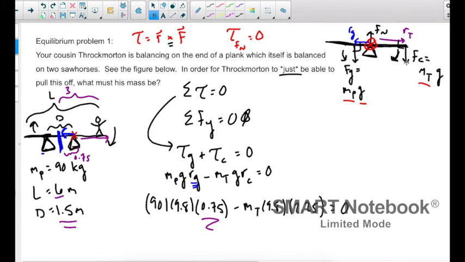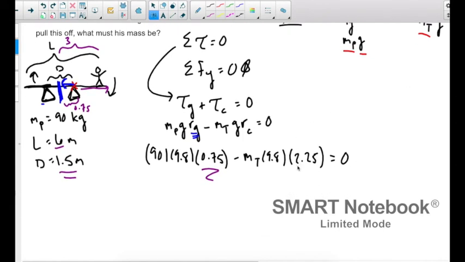And again, the angle between those is 90, so I'm not really worried about the cross product there. So please make sure that you understand this diagram and where I get these numbers from. I know that the very center of the plank is right here, and if the sawhorses are 1.5 meters apart from each other and symmetrical with the center of the plank, then I know that this distance here has got to be half of that, 0.75. That's where this came from. And then if Throcky is 3 meters from the center, I know that his distance from the axis of rotation must be 3 minus that 0.75, or 2.25.